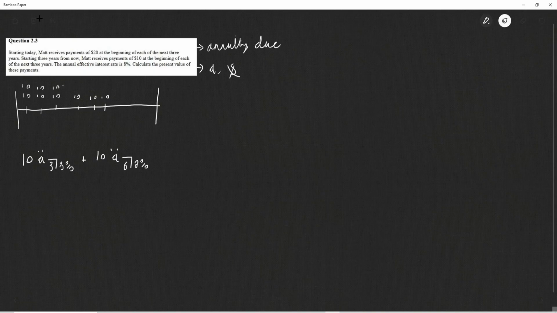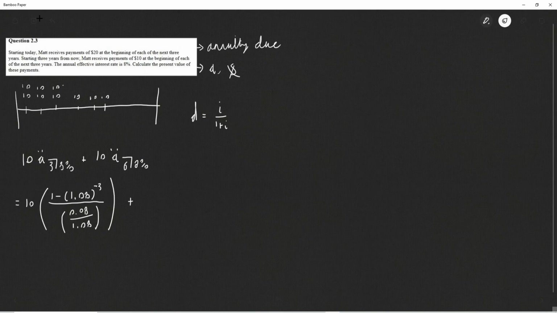So solving this, we could get 10 times our annuity due, which is 1 minus our 1 plus i to the power of negative n. But since it's due, it's not going to be divided by our i. It's going to be divided by d, which, if you remember, d is equal to i over 1 plus i. So this is going to be divided by 0.08 divided by 1.08.